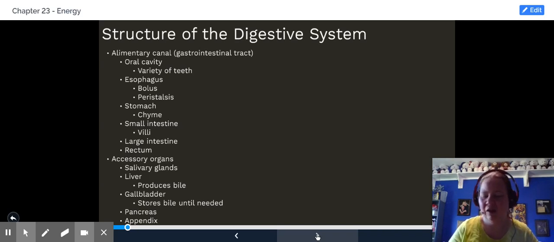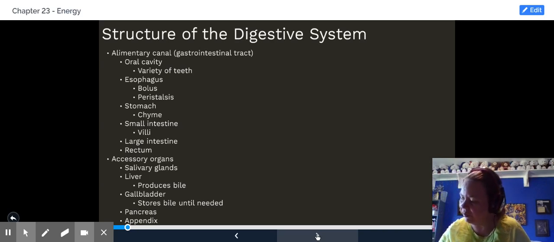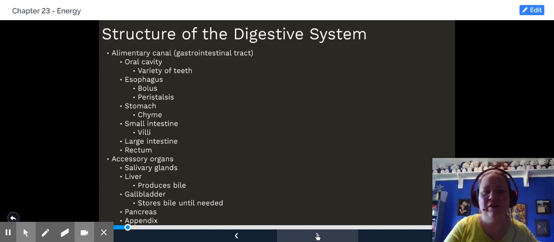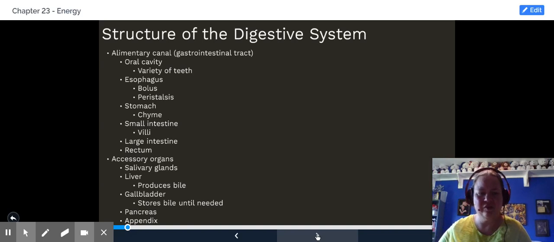The accessory organs contribute to the digestive process by releasing digestive chemicals, okay, like the salivary glands. These guys will produce saliva in the mouth to aid in chewing and to help break down, I believe, starches or carbs at this point. The liver produces bile, and bile actually helps digest fats in the small intestine, okay? The gallbladder stores the bile until it's needed. It's not necessary to store the bile, but you can survive without it.